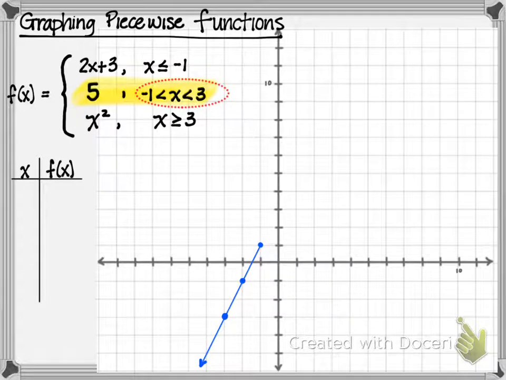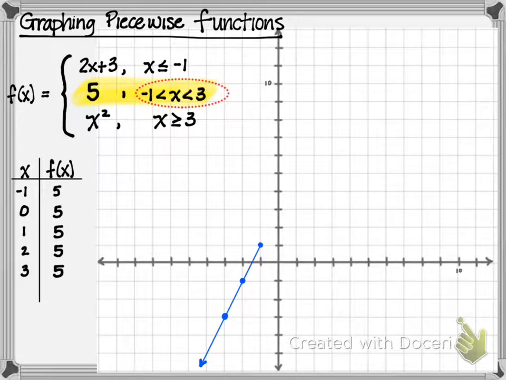So I erased everything in my t-table because I now want to look at the second piece of that function. And I'm looking at inputs between -1 and 3. So I put integers, -1, 0, 1, 2, and 3. And this, of course, is a very boring piece of it. It just returns 5. Every single input has an output of 5.